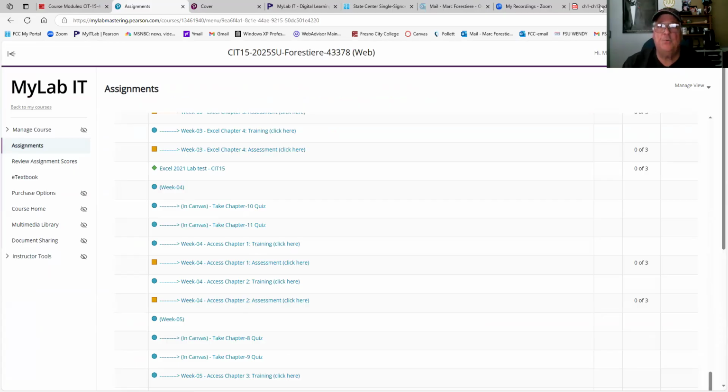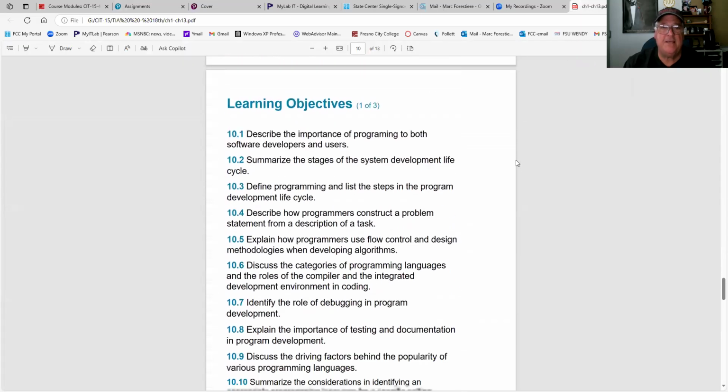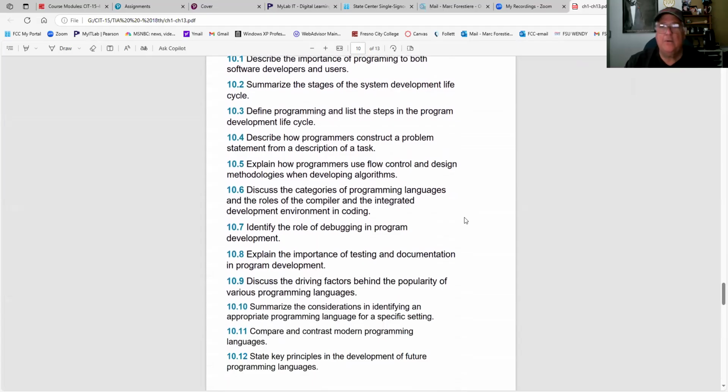Okay. So what are some of the things that are covered in the next 2 chapters? Well, in chapter 10, you're going to learn about the importance of programming. You're going to learn about system development and how programmers use problem solving skills, flow charting, and debugging. Not everybody wants to be a programmer, okay? But it's good that we understand what programming is, because look, we use apps, we use programs all the time, and they're written by programmers, okay?